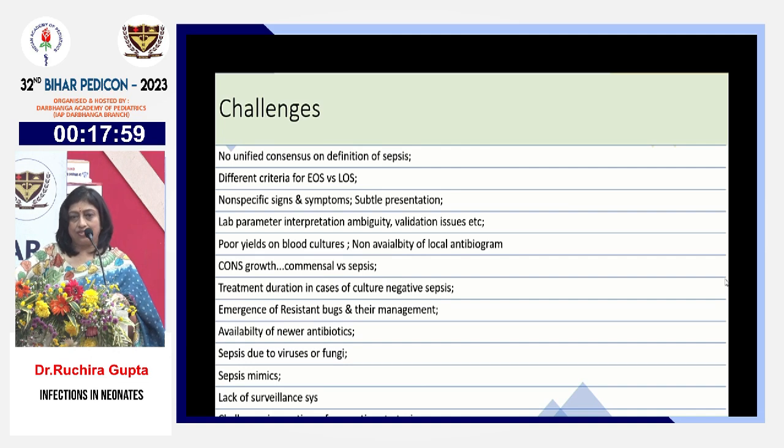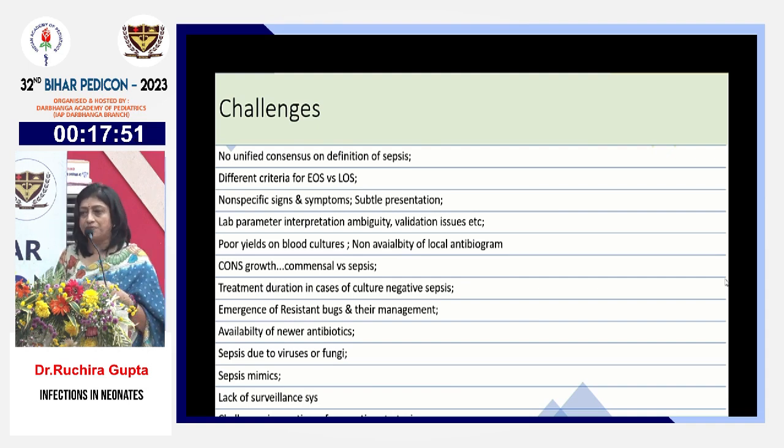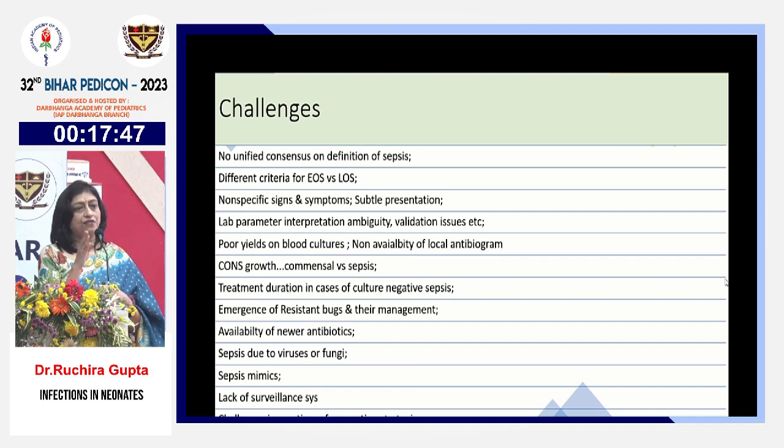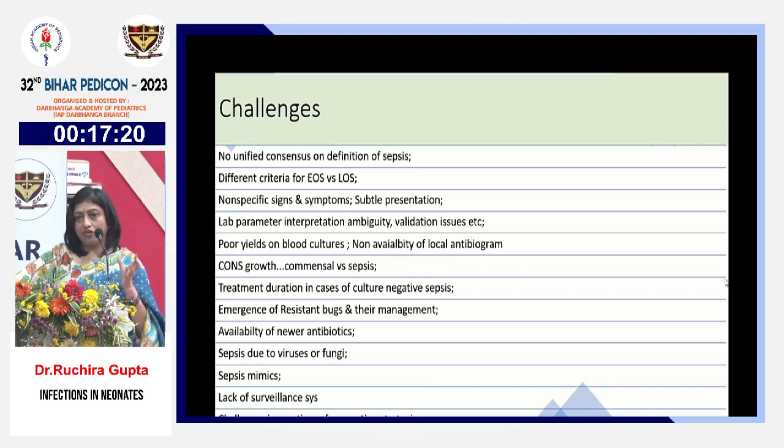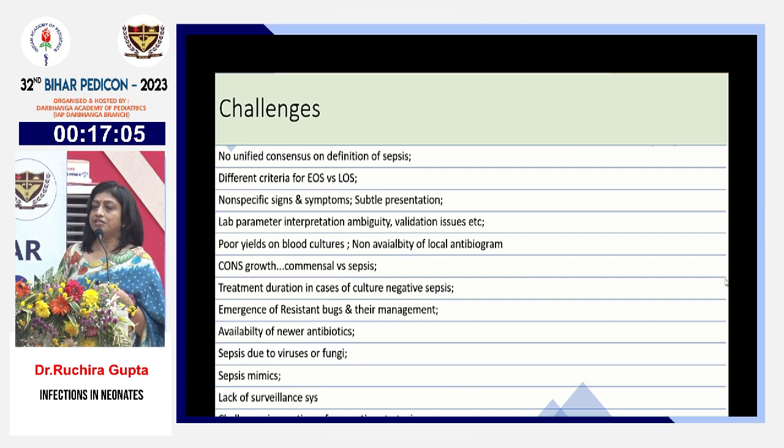So what are the different challenges? To enumerate some, one by one, there is no unified consensus on definition of sepsis. If we talk about definition of sepsis, then some people say that on the basis of clinical features. Then another school of thought says, no, the definition is different. It is when there is a growth in the blood culture, then it is sepsis. Now the third people say, okay, now let's define sepsis in a different way. That okay, it is a multi-organ involvement caused by dysregulated host response to infection. So there are different definitions. Coming on to different criteria of early onset sepsis versus late onset sepsis.